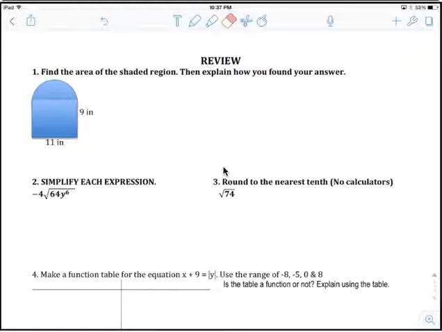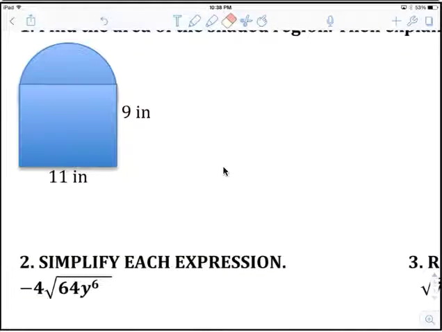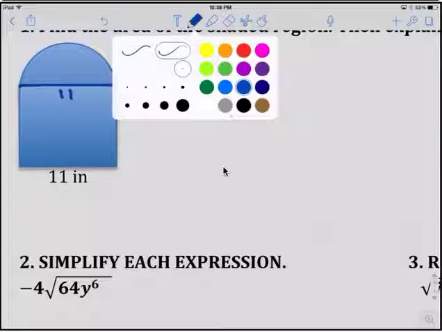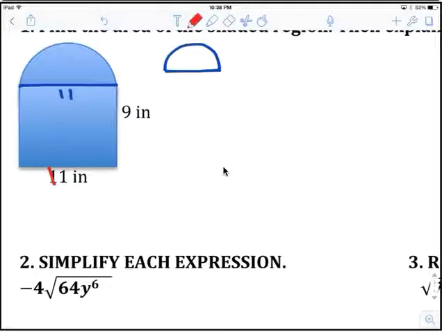Find the area of the shaded region, then explain how to find your answer. Find the area of the shaded region. Well, okay, we got a semicircle. This length is 11, so that is the diameter of 11. That's the same as this 11 here. So the radius is 5.5.